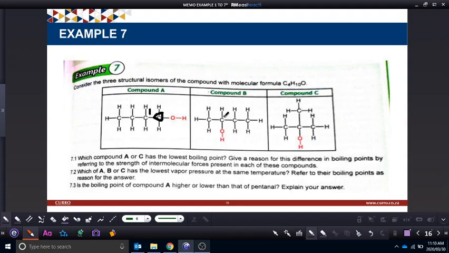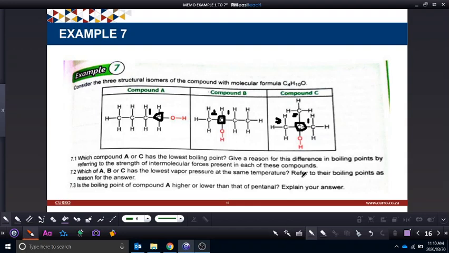Then we talk about B, the carbon there, 1, 2 other carbons, and then the carbon here, 1, 2, 3 other carbons. Okay, so this is then a tertiary compound. So which compounds, A or C, has the lowest melting point? Give a reason for the difference in the boiling points. Refer to the intermolecular forces.